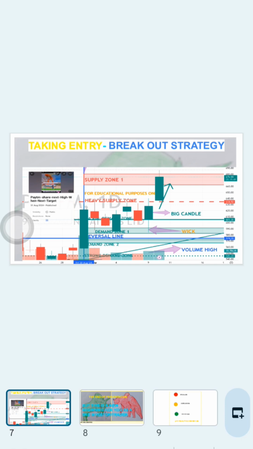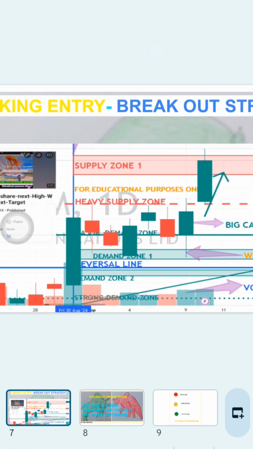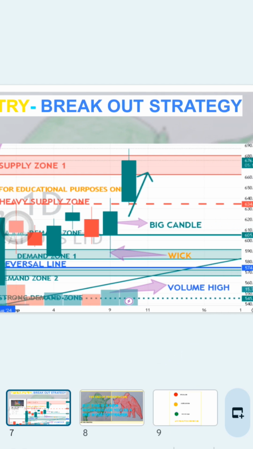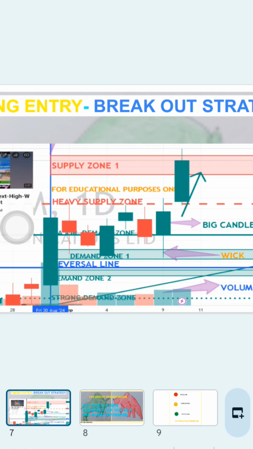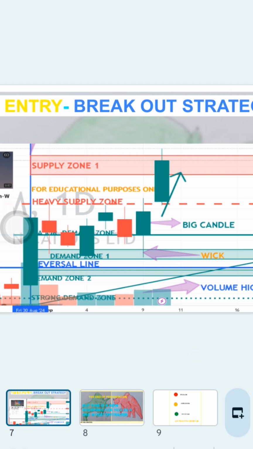Now we can see how to make an entry at demand zone. You can see this is Paytm share I gave on August 31st. You can see the demand zone 1. At demand zone 1, it took support, and there is a wick formed. Wick is nothing but buying pressure. From that, it bounced back and touched my heavy supply zone and was unable to close above the heavy supply zone on 9th, I believe 9th. Then next day it opened gap up above the heavy supply zone.